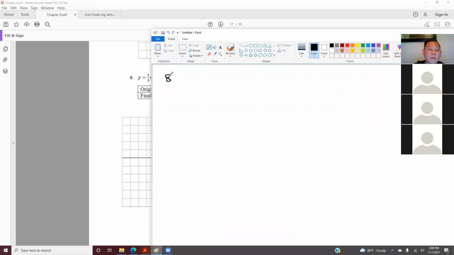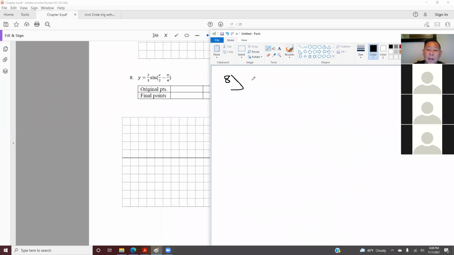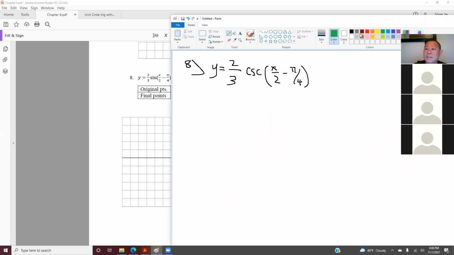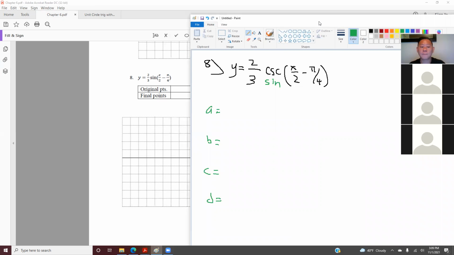So number 8. Again, we don't want to do the sine wave, because usually on your test I will ask for secant or cosecant. So I just changed that to cosecant. That means you have to draw the sine wave first. So can someone tell me what is your A, B, C, D for this question 8?